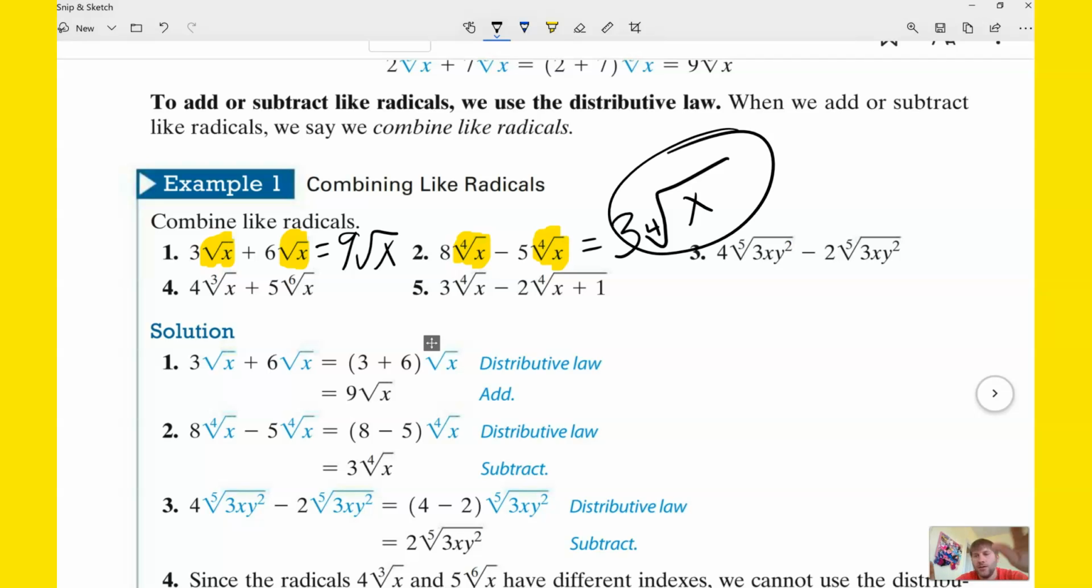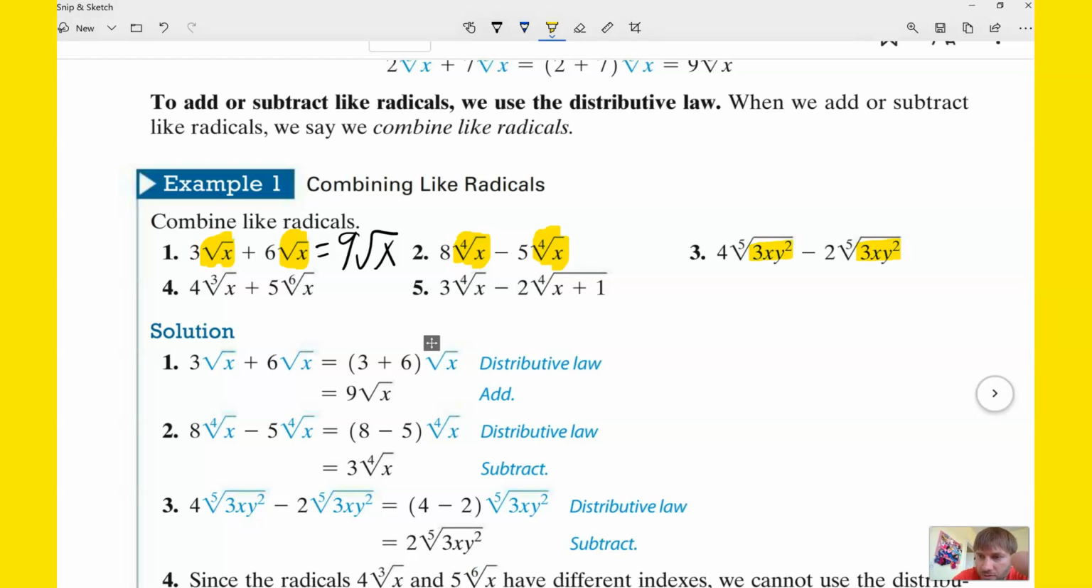All right. Number 3. Again, we have identical radicands, identical things under the radical, 3xy squared and 3xy squared, and we have the exact same radical index. So they are alike. So 4 of those things minus 2 of those things is 2 of those things. 2 5th root of 3xy squared.